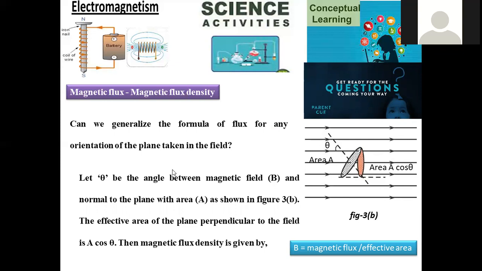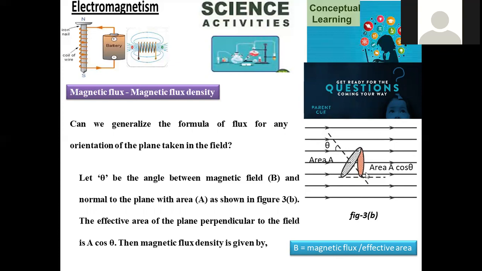Now we can generalize, optimize, and customize this by changing the inclination. Instead of perpendicular, we are slanting the position with a certain angle theta. Let theta be the angle between the magnetic field and the normal to the plane of the area, as shown in figure 3b. The effective area of the plane perpendicular to the field is A cos theta.